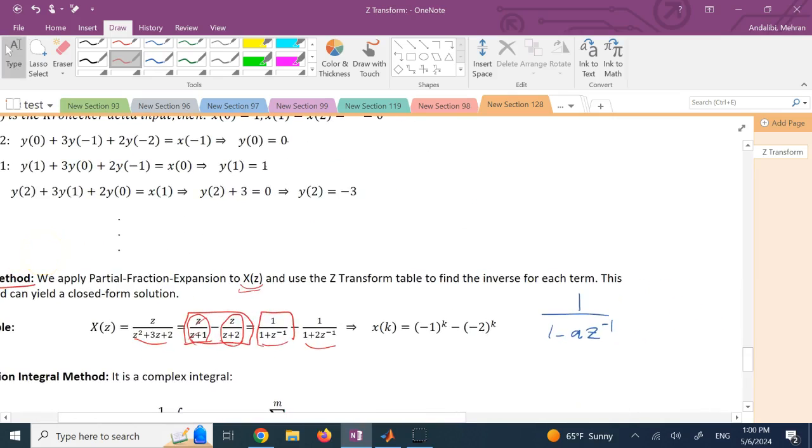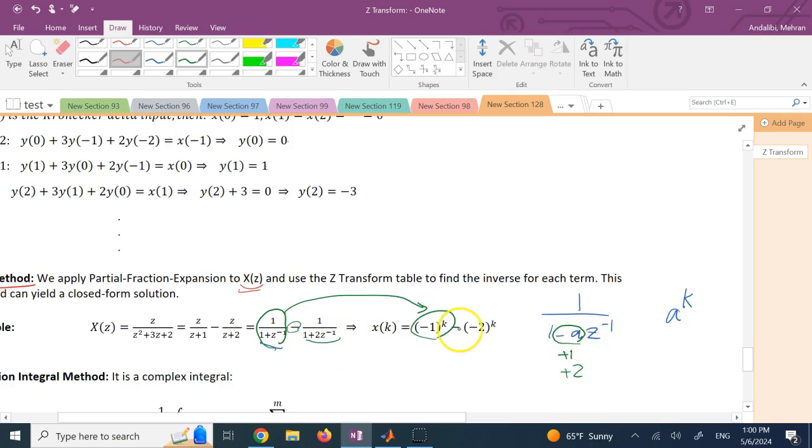This is the transform of what? a to the k. If you look at both of these terms here, they are the same as this one. They are the exact same shape. That's similar to that when this negative a equals positive 1. So a in this case is negative 1. So this corresponds to negative 1 to the k. And this one, again, is very similar when this negative a equals positive 2. So a is negative 2. So it's going to be minus negative 2 to the k.